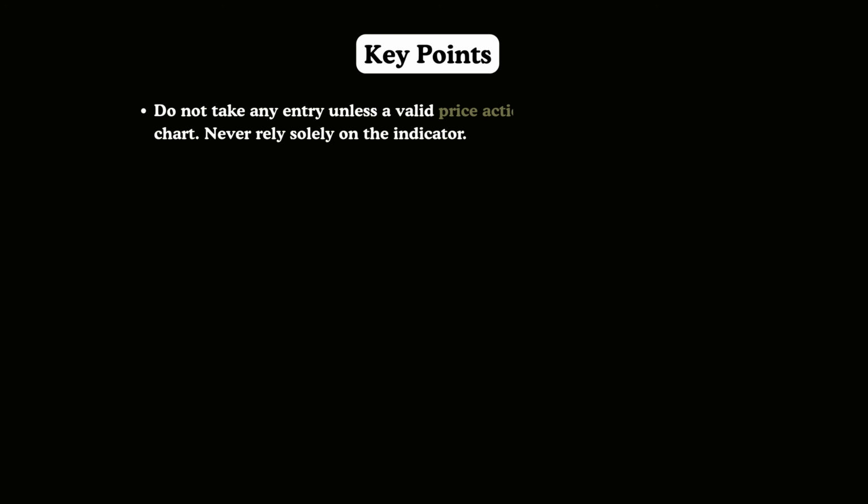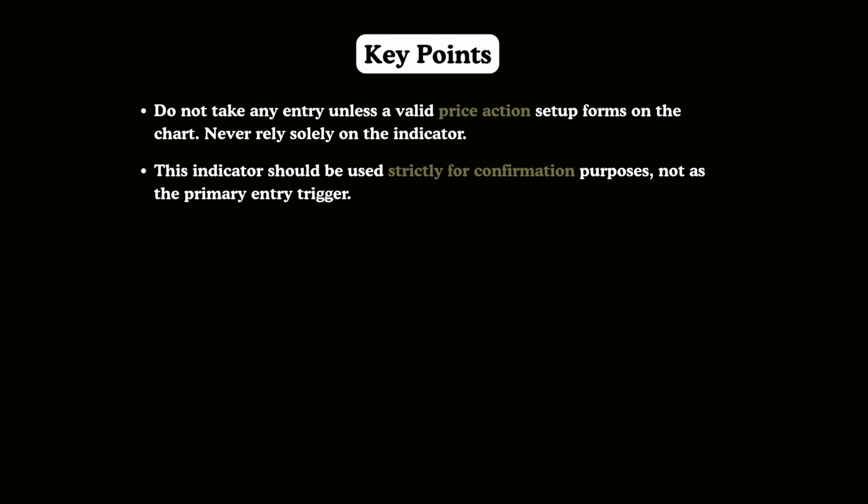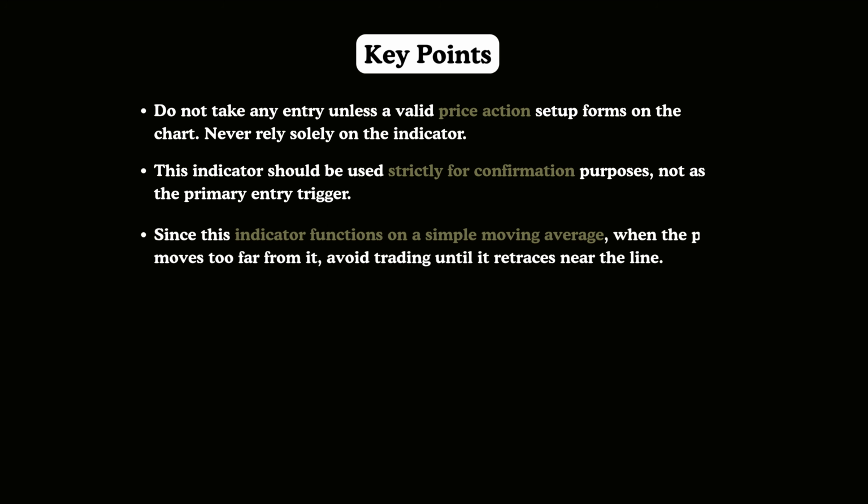Point number 1, do not take any entry unless a valid price action setup forms on the chart. Never rely solely on the indicator. Point number 2, this indicator should be used strictly for confirmation purposes, not as the primary entry trigger. Point number 3, since this indicator functions on a simple moving average, when the price moves too far from it, avoid trading until it retraces near the line.